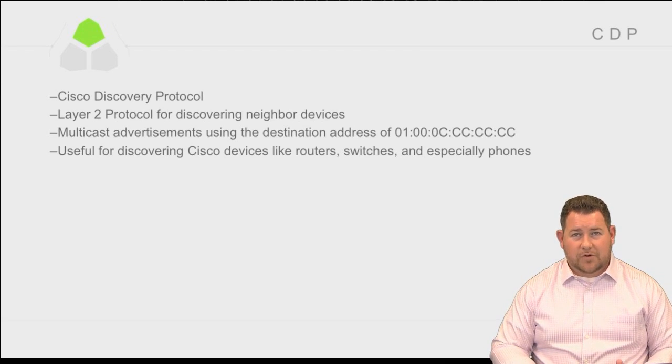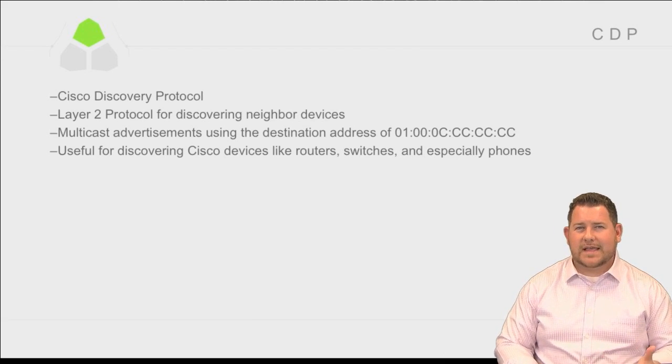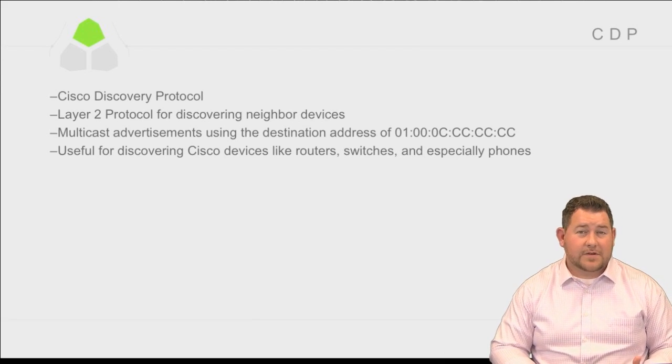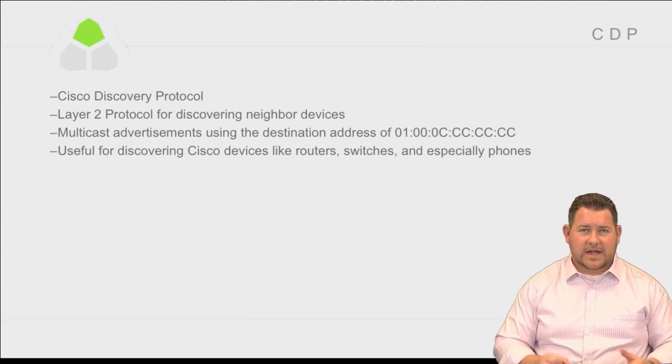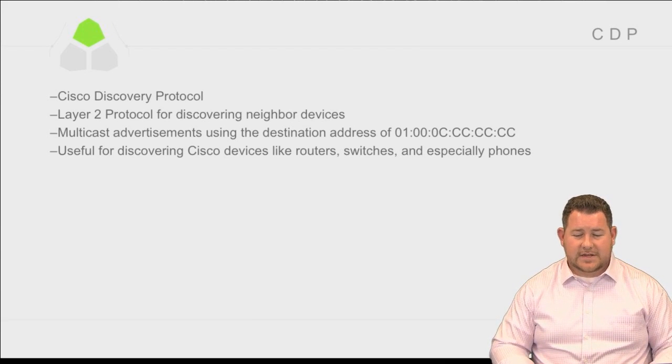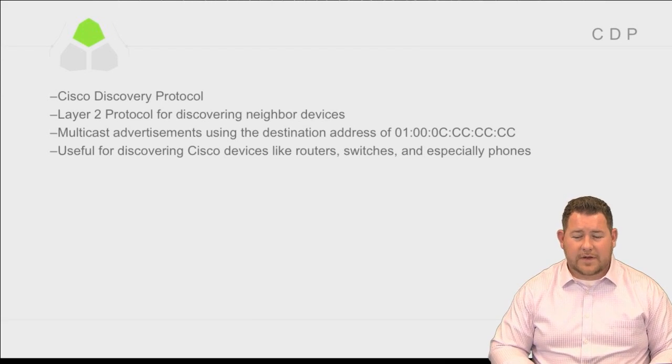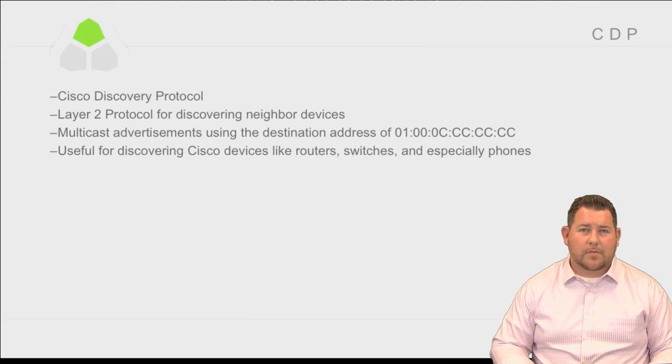It is a layer 2 protocol, like we mentioned, for discovering devices, but it does use a multicast address at layer 2 in order to send out these advertisements. So it's not a broadcast, it's a multicast. And it's to that address down there, which is not necessarily important for you to remember for the lab, probably. It's just a nice piece of knowledge, maybe good for the written exam.